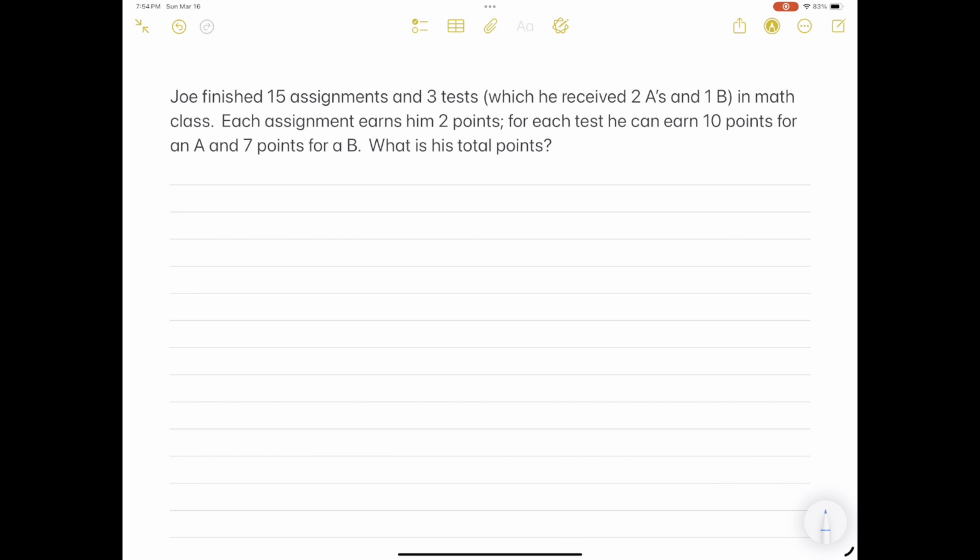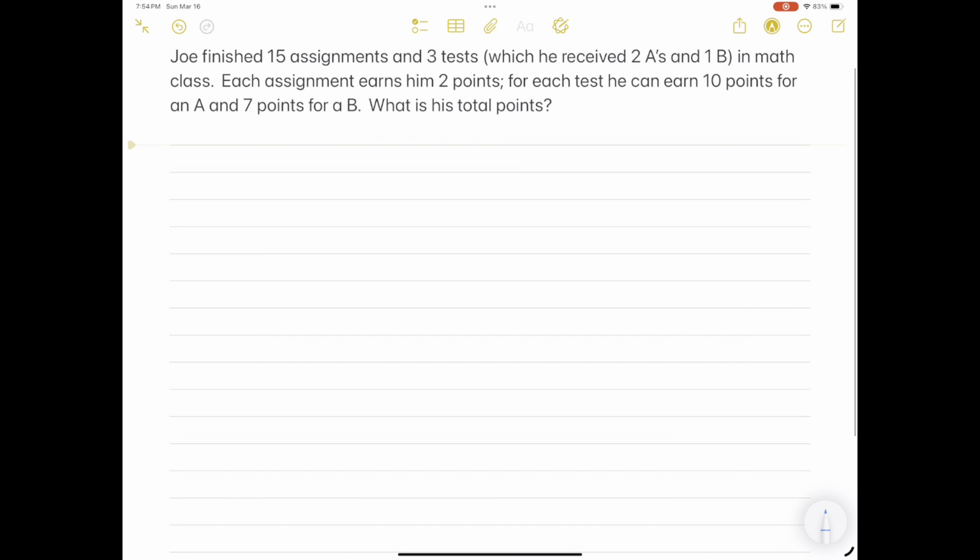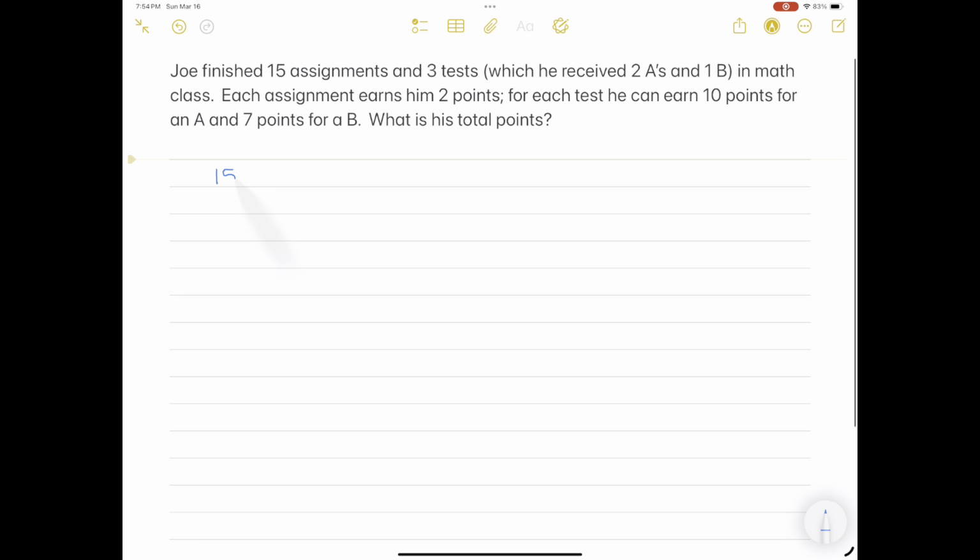Joe finished 15 assignments and 3 tests, for which he received 2 A's and 1 B in math class. Each assignment earns him 2 points. For each test, he can earn 10 points for an A and 7 points for a B. What is his total points?